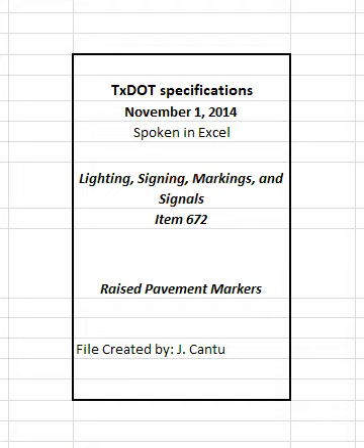Item 672. Raised pavement markers. 1. Description. Furnish and install raised pavement markers, RPMs. 2. Materials. 2.1 Markers. Furnish RPMs in accordance with the following department material specifications.